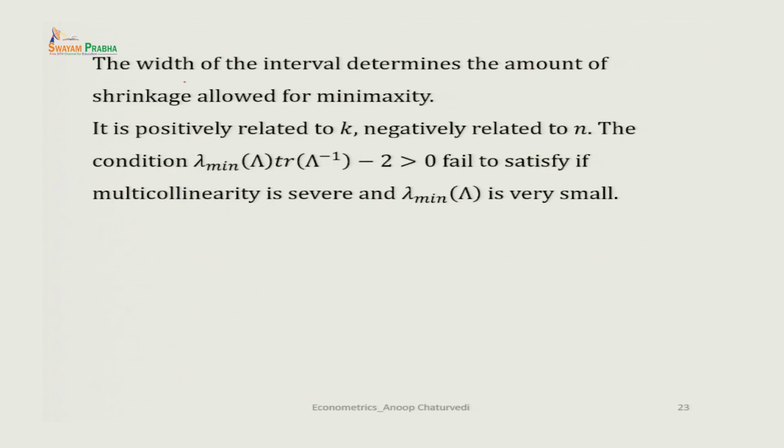We also observe that the width of the interval determines the amount of shrinkage allowed for minimaxity, and it is positively related to k, negatively related to n. As k increases, the width increases; as n increases, the width decreases. Then the condition that lambda minimum capital lambda trace lambda inverse minus 2 is greater than 0 fails to be satisfied if multicollinearity is severe and lambda minimum is very small.